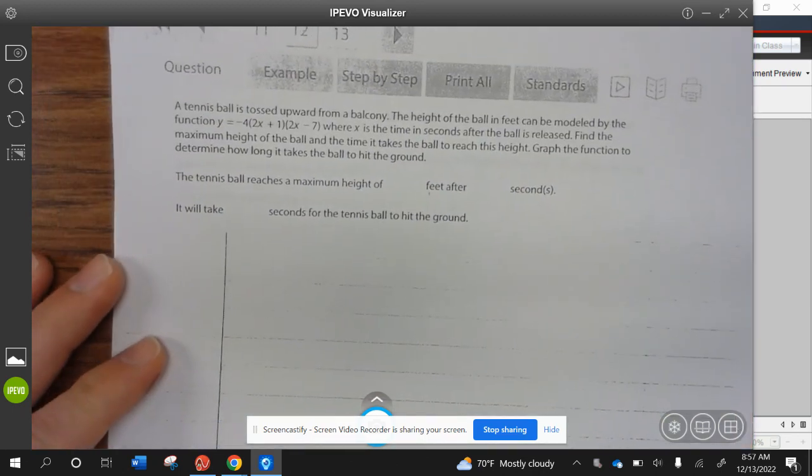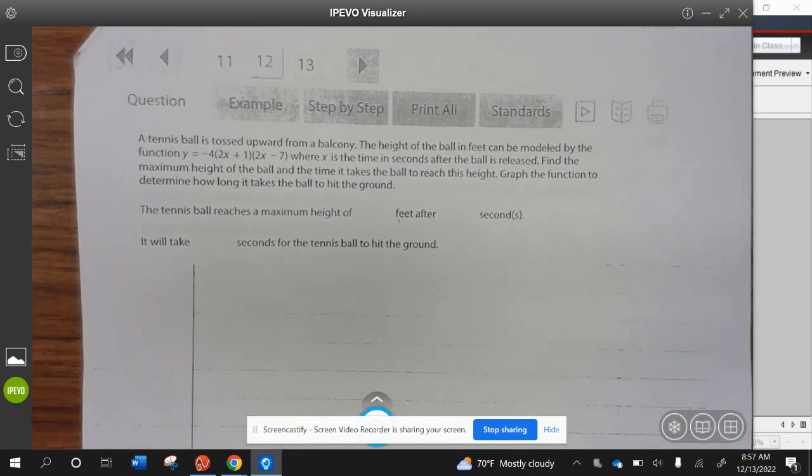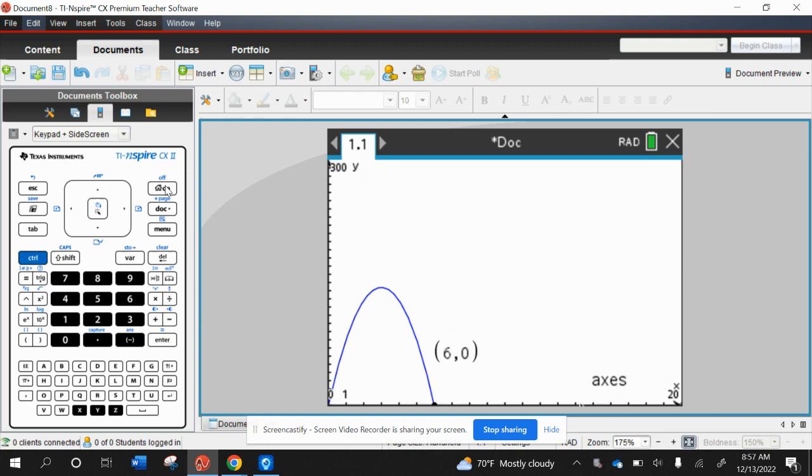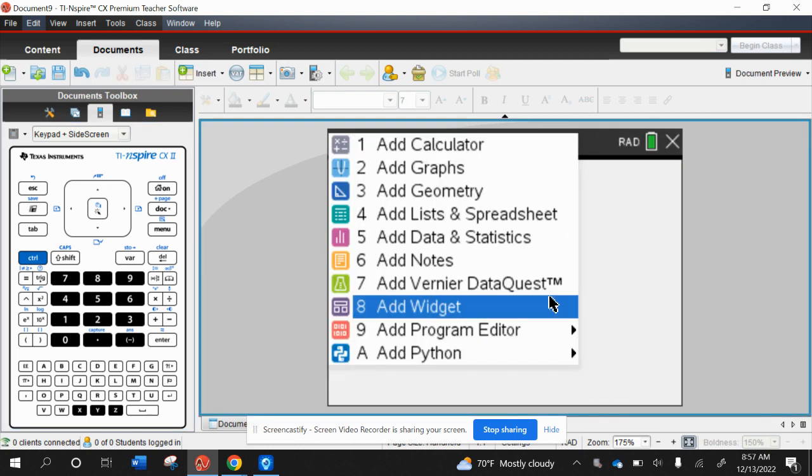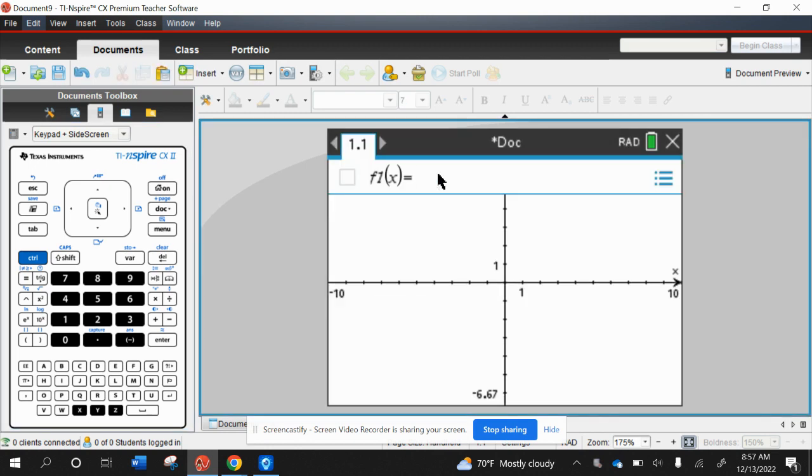All right. A tennis ball is tossed upward from a balcony. The height of the ball in feet can be modeled by the function y equals -4, parentheses 2x plus 1, parentheses 2x minus 7, where x is the time in seconds after the ball is released. Find the maximum height of the ball and the time it takes for the ball to reach the height. Graph the function to determine how long it takes the ball to hit the ground. So let's go ahead and use our calculator for this. We're going to go to on, new document, no. We're going to add graph. We're going to graph -4, parentheses 2x plus 1, parentheses 2x minus 7.